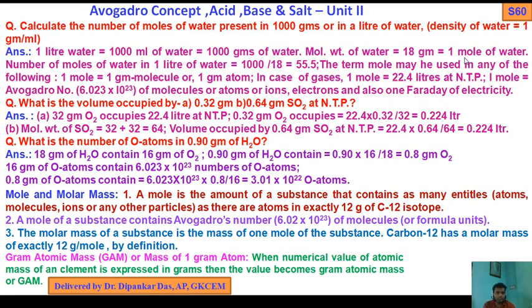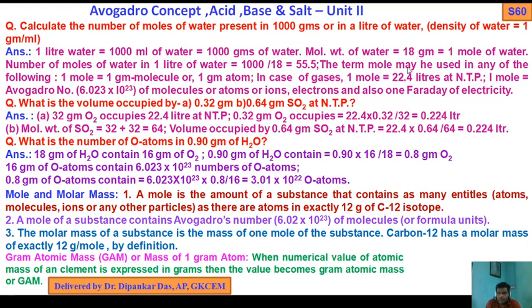So you should remember 1 liter of water means 1000 cc of water. Again, 1000 cc of water is equivalent to 1000 gram of water, and the molecular weight of water is 18 gram, that is equal to 1 mole of water. So the number of moles of water in 1 liter of water is 1000 by 18, that is 55.5.